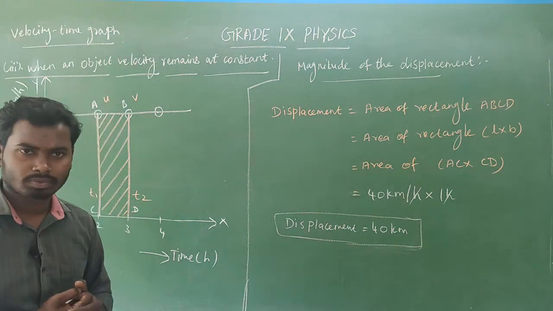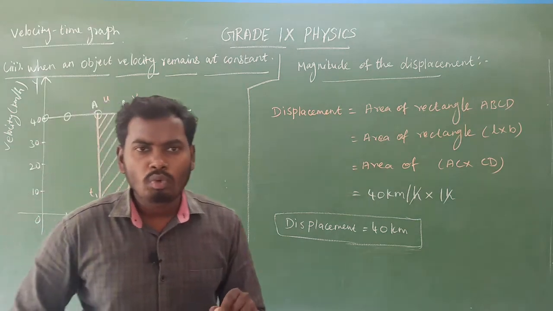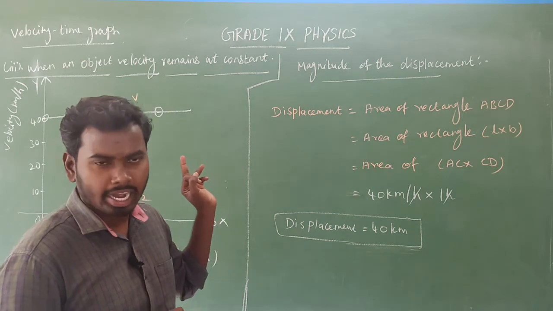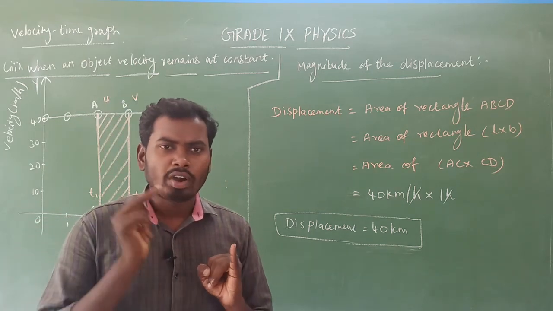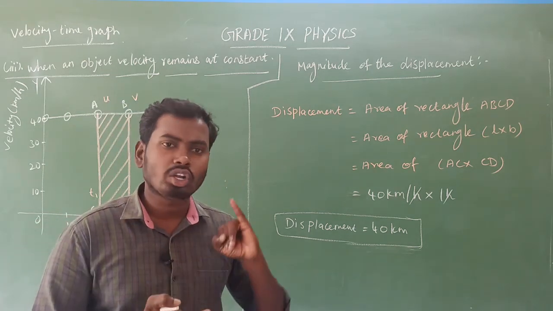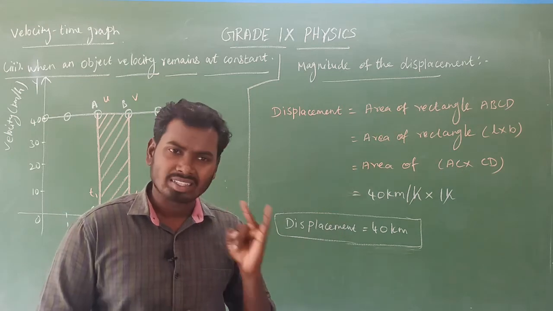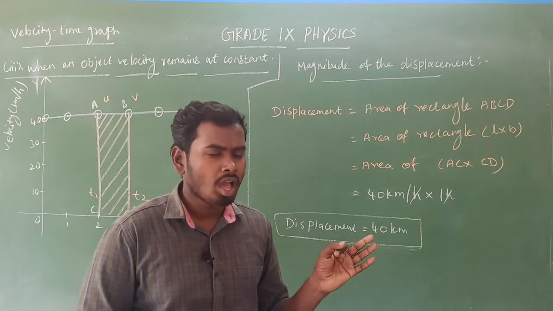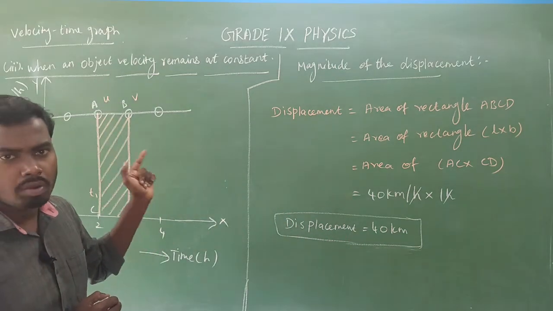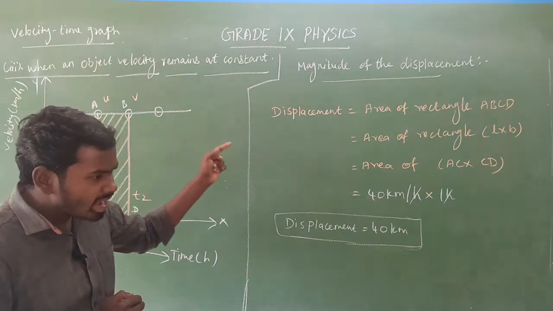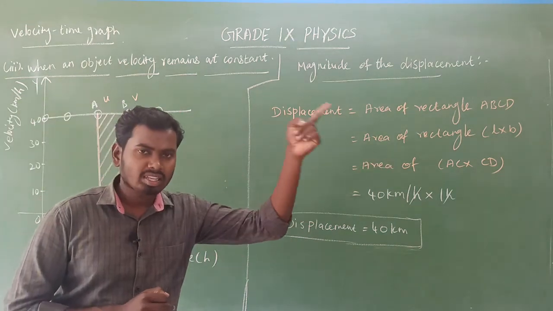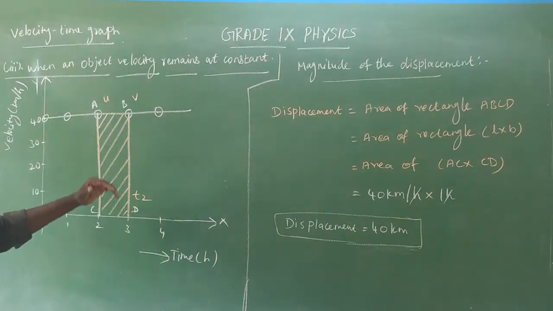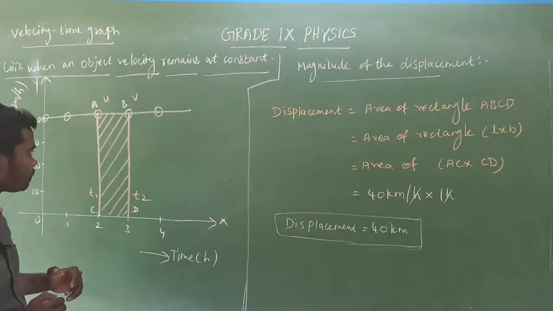So finally, what is the conclusion here? Till now we have seen 3 conditions of the object motion in the velocity time graph. First one, what is that? When an object's velocity changes at a uniform rate, completed. And second one, when an object's velocity changes at a non-uniform rate, completed. And third one, when an object's velocity remains constant. That's all. Okay, it's a very simple concept. So what is the final conclusion here?